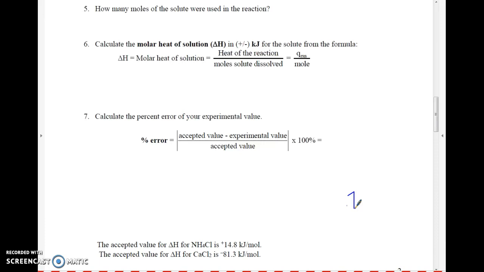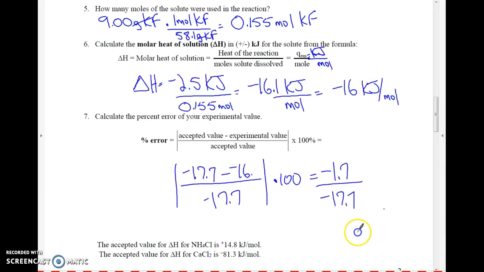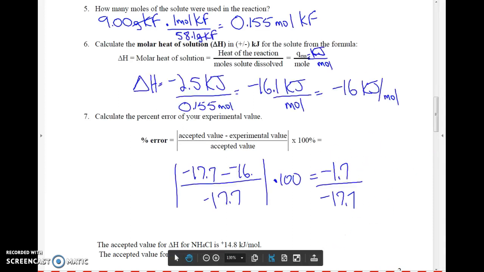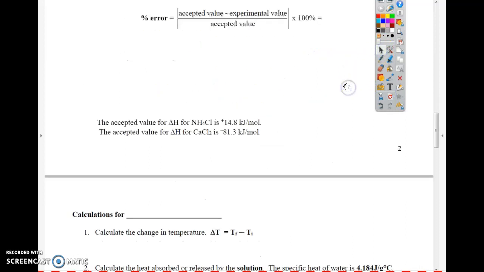Now, at that point, that's how you do the calculations for these. I think the most common mistake that I have seen is not doing the mass of the solution. It's very easy to make a mistake on that if you're going too fast. Now for the back page, there's one other thing I wanted to show you, and it is writing the reactions for this.